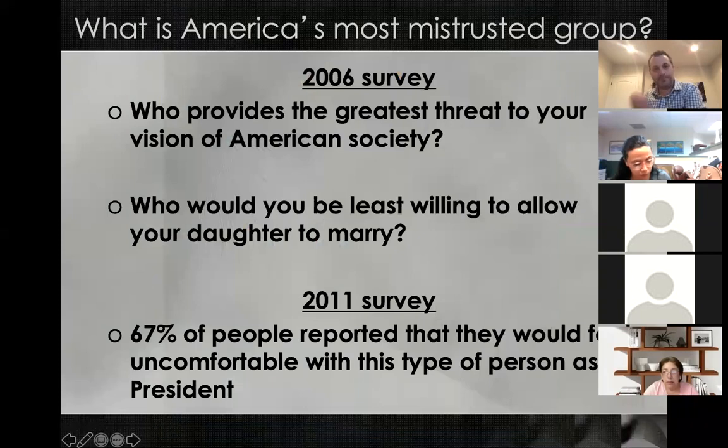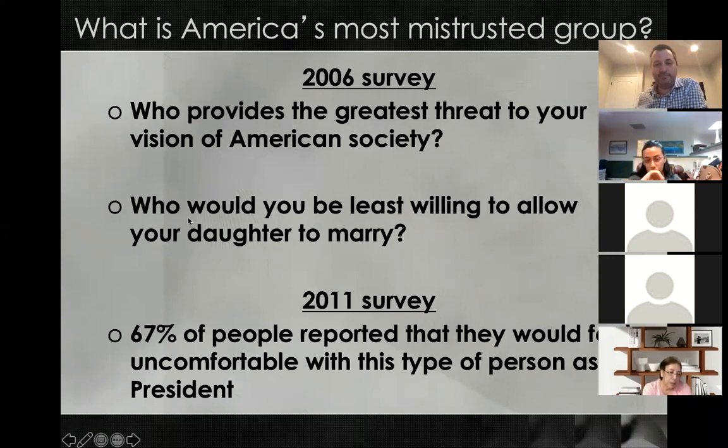In 2006, a survey went out and it asked people a number of questions, but a couple of the questions it asked were the following. Who provides the greatest threat to your vision of American society? And then it gave people a bunch of different subgroups of people in the US. Another question was, who would you be least willing to allow your daughter to marry? And again, it gave a bunch of options of people. The number one answer to both those questions was the same, which was also the same as the number one answer to a question from a 2011 survey, in which about 2/3 of people said that they would be uncomfortable with this type of person as president. And so obviously there's a lot of negative stereotypes about this group of people. My question to you, who do you think this group of people is?